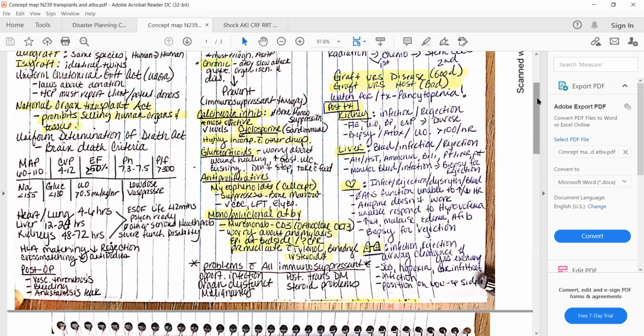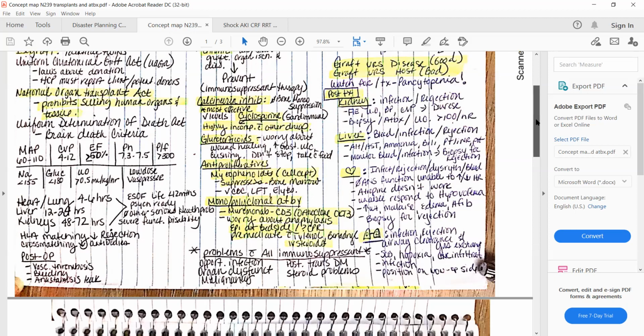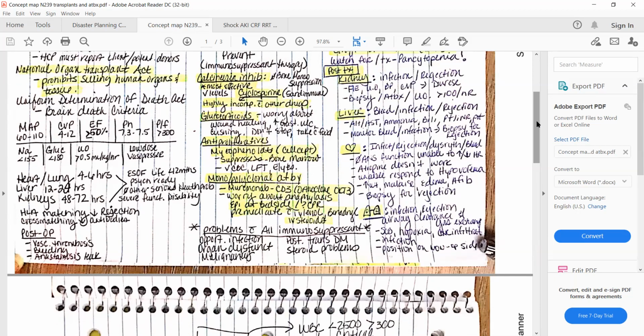Watch for and treat pancytopenia. So WBCs go down, platelets go down, H&H go down, right? And I'm not going to go over this. This is pretty self-sufficient.